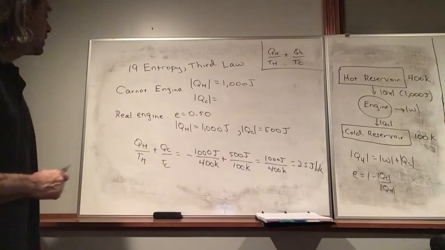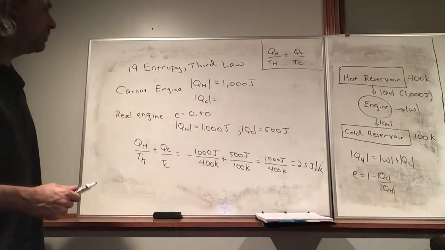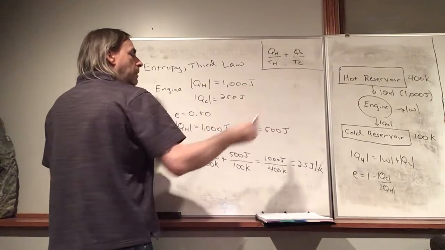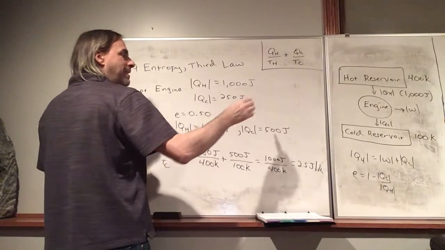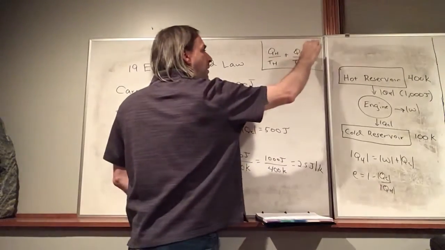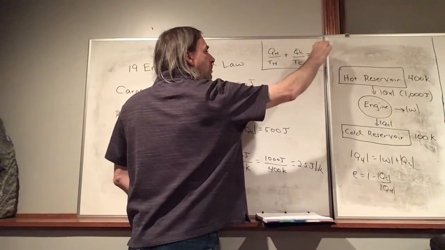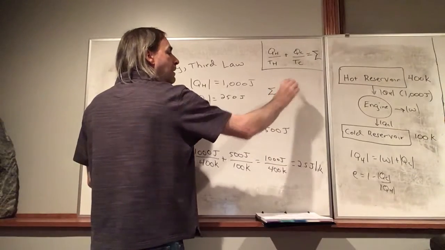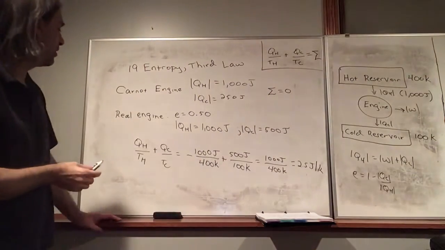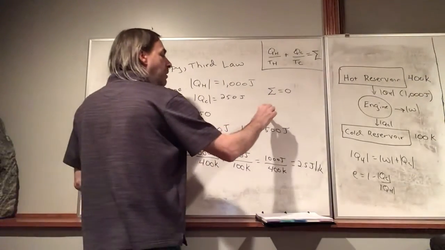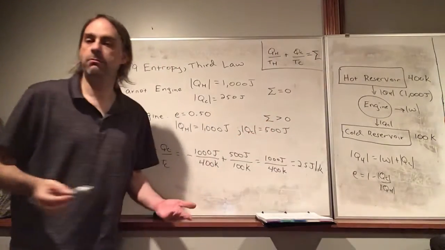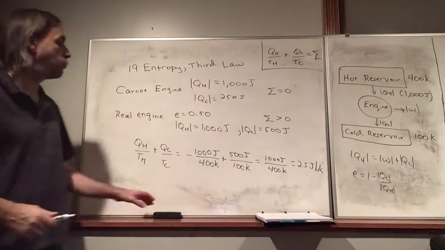Okay, so what we had for our real engine, here we have 250 here. We had this, let's just call this sigma for right now, because it's a sum. So here we had sigma equals 0 for our Carnot engine. For our real engine, we ended up with the sigma. It's a number, but it's greater than 0. That's the important thing.